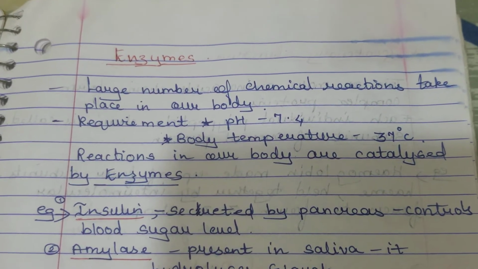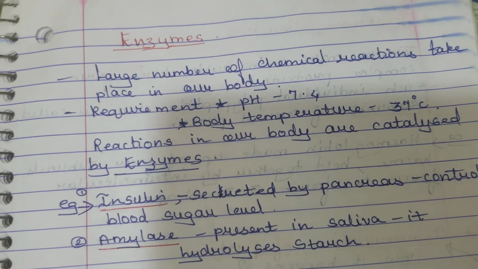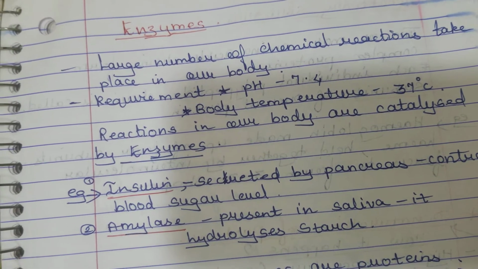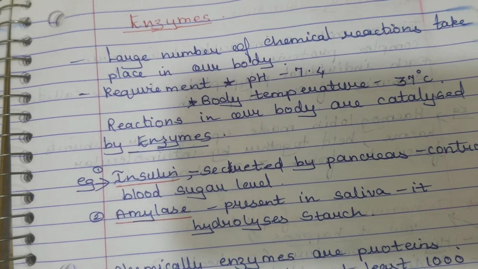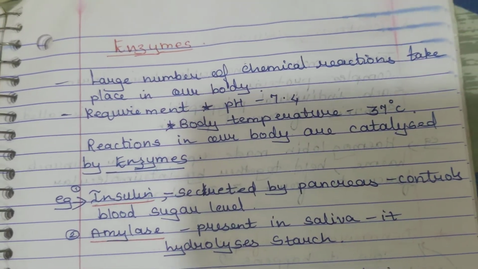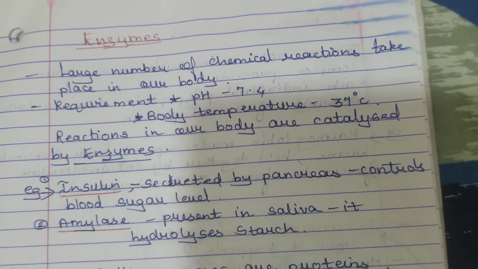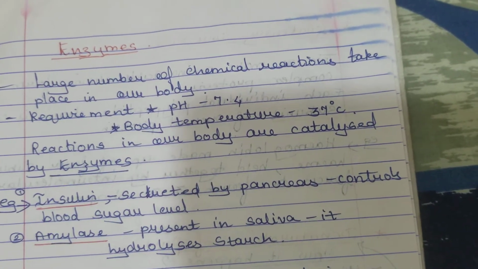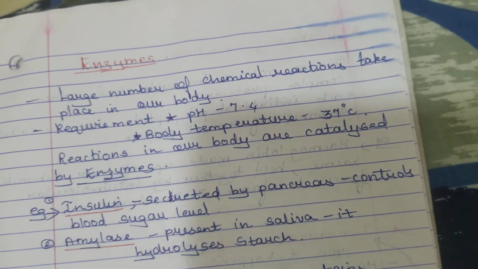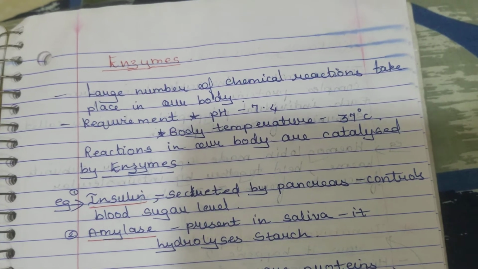Now we are moving on to a new topic, that is enzymes. Now enzymes, we know they are biological catalysts and they are going to catalyze a number of biological reactions in living organisms. So if I am saying that enzymes are biological catalysts, that means they are going to speed up the rate of the reaction, and also they are responsible for some conversions that are taking place in our body. Like what conversions I'm talking about?